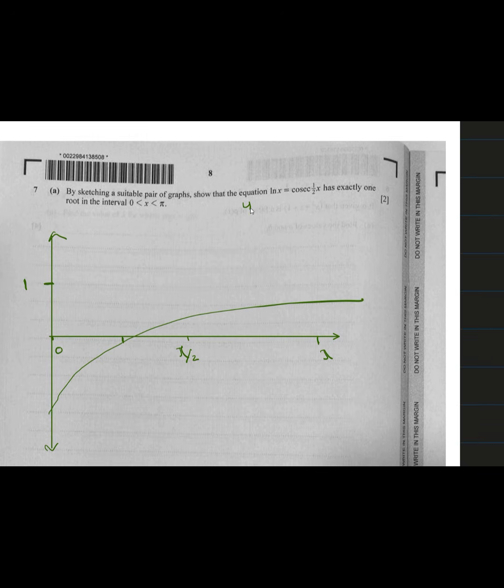If we draw the graph of ln x, it is 0 at x equal to 1. So the graph of ln x would be somewhere like this. Whereas the graph of y equal to cosec half x can be written as 1 over sine of half x. At 0, 1 over sine of half into 0 is 1 over 0, which will be infinity.